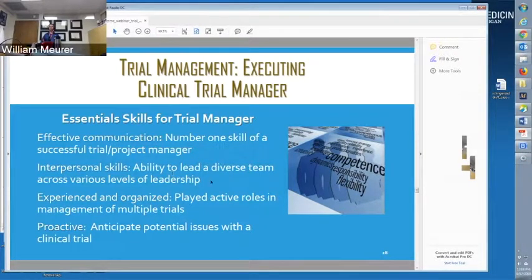Interpersonal skills. Again, in recruiting, if you're in a study where you have the resources for a project manager who's not you, look at interpersonal skills: being able to recruit a person who can lead a diverse team across various levels of leadership and be a force multiplier for you to help develop the plan and implement it.